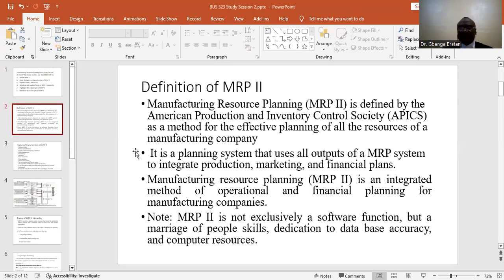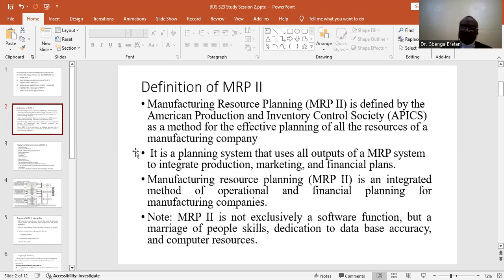We now move on to the definition of MRP 2. According to the American Production and Inventory Control Society, APICS, it defined MRP 2, which is material requirement planning, as a method for effective planning of all resources of a manufacturing system or company. It could also be said as a planning system that uses all the output of MRP 1 or MRP, which is the material requirement planning system, to integrate production, marketing, and financial system.